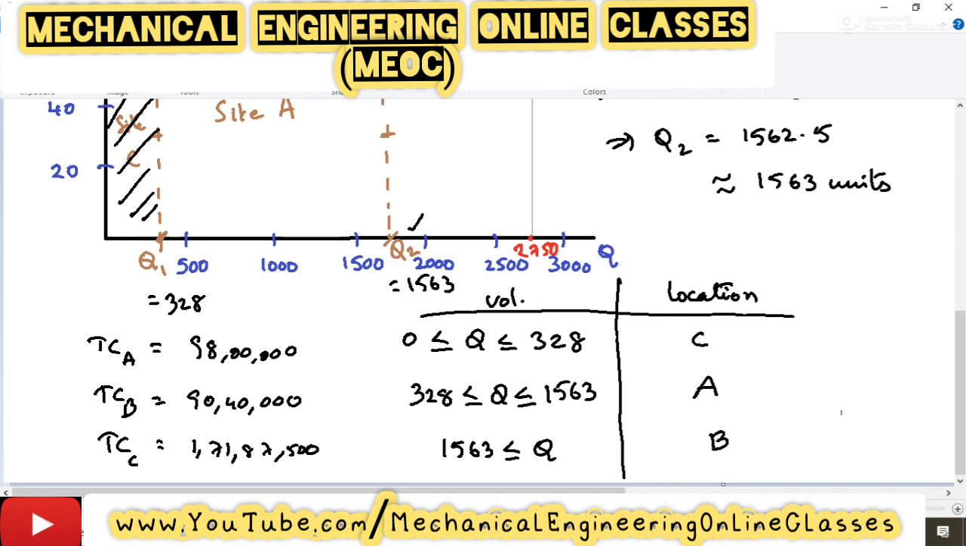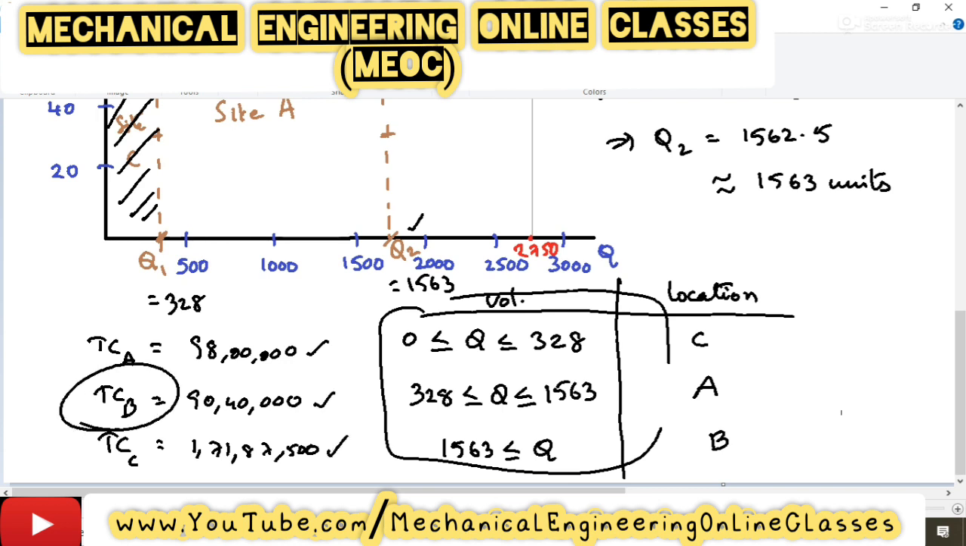So if the breakup is asked, we will have to do this break-even analysis. But if the breakup of this production quantity is not asked, then out of these three numbers, choose the lowest, which is that of site B, which is showing only 90 lakhs. So straight away you can say that site B is the best location for a production volume of 2750.